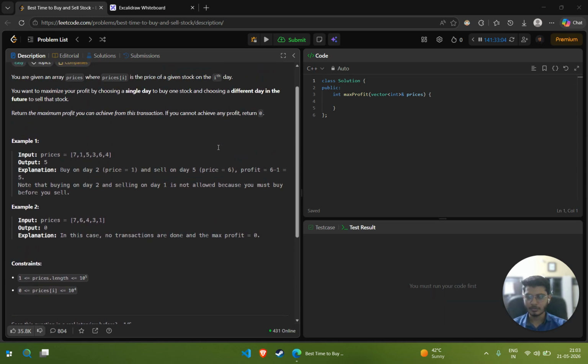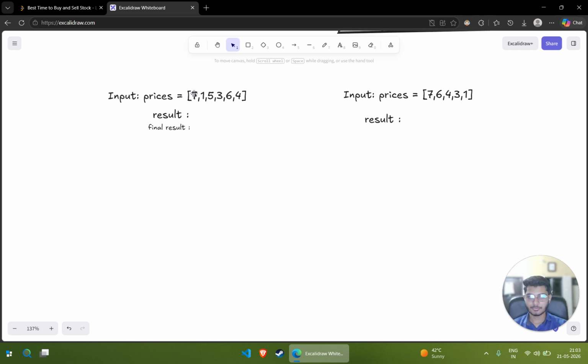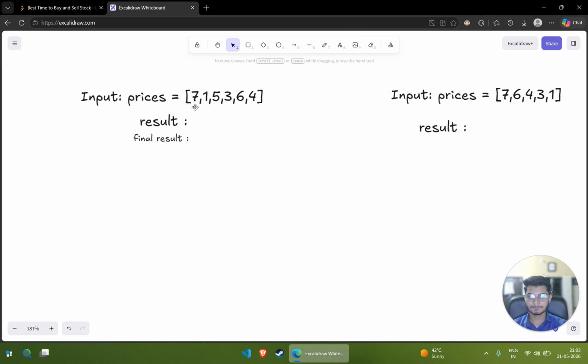So in this question, we are given an array of prices and each element represents the price of a certain stock on consecutive days. To follow along with the problem, let's try to understand this with the example. To maximize the profit, first you need to buy the stock and then sell the stock.